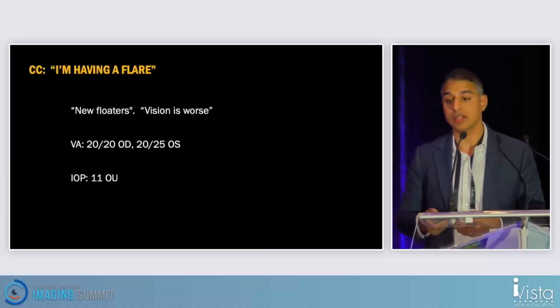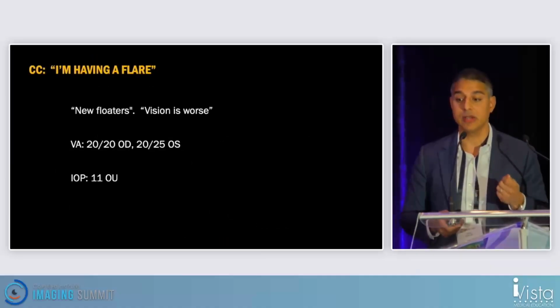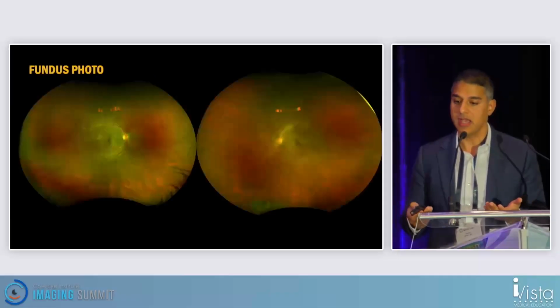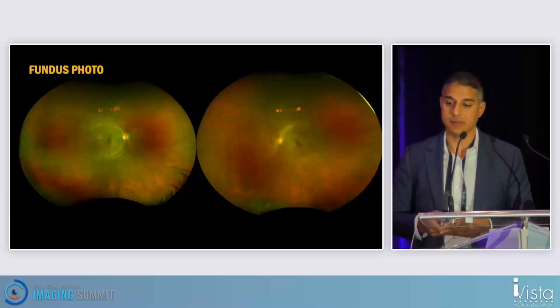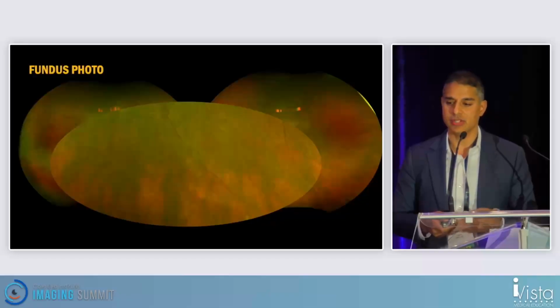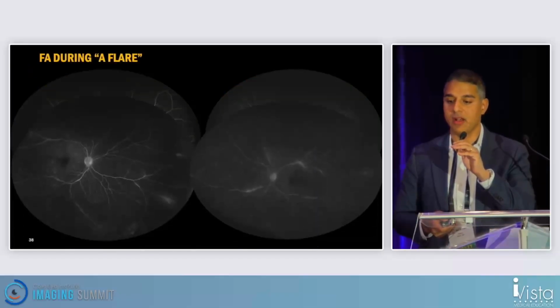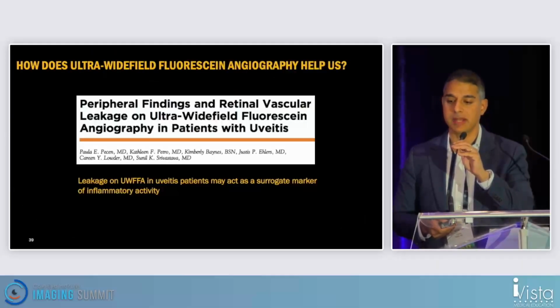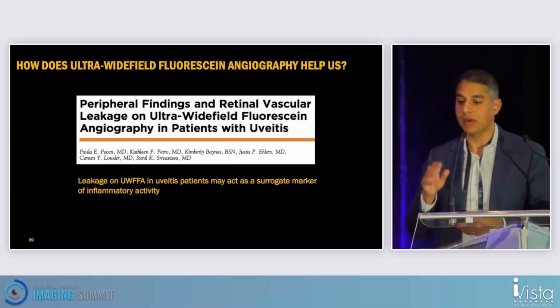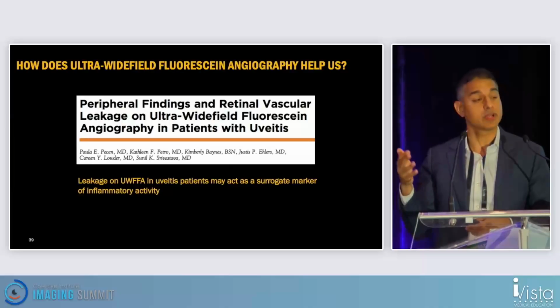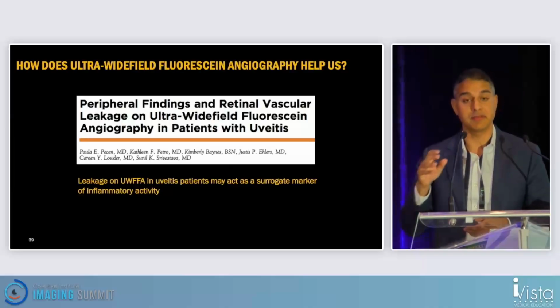Fast forward 1 year later, she says, I'm definitely noticing something's different. New floaters, vision's worse. Her vision in both eyes is actually pretty good. But here we go and we get repeat imaging on this patient. And when you look carefully, now she's starting to have some sheathing along the veins. When we repeat the FA, all of a sudden you can now start to see evidence of vasculitis. So this is somebody where we learned from our colleagues that leakage on ultra-wide field FA is really a good surrogate marker of inflammatory activity.